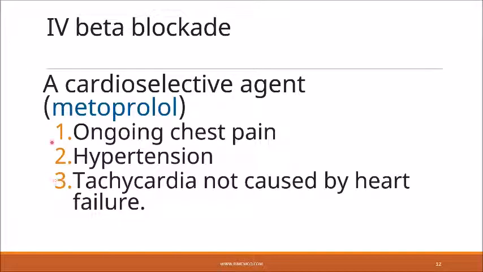The three indications for giving IV beta blockade are: 1. Ongoing chest pain, 2. Hypertension, and 3. Tachycardia not caused by heart failure. This patient in the question has already been on beta blockade. There is no indication for giving IV beta blockade or increasing the dose of metoprolol.